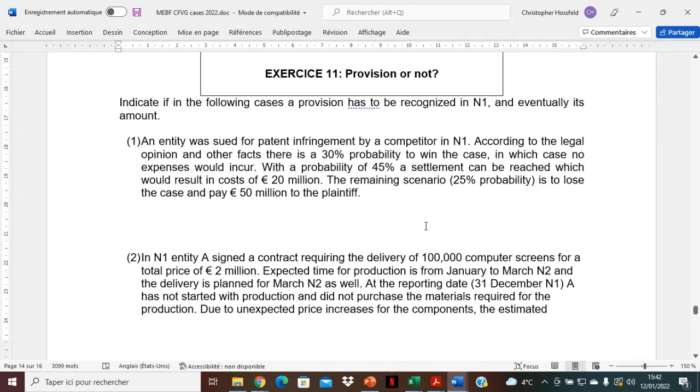Okay, in order to see if there's a provision, we need the 4 criteria. So first of all, is there a present obligation? Question, yes or no? So in other words, is it likely here that I lose the litigation? Or let's say, is it likely that I have an obligation? More likely to express like this. Well, we can say yes.